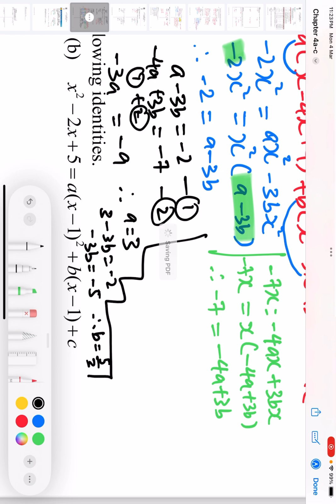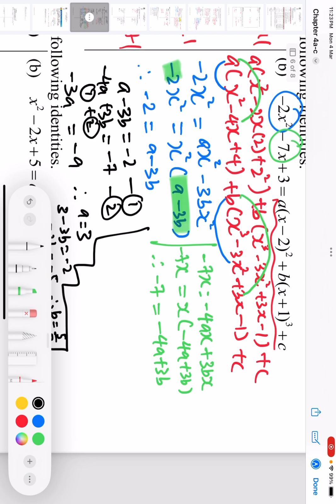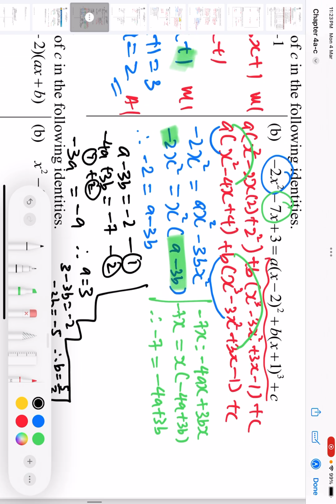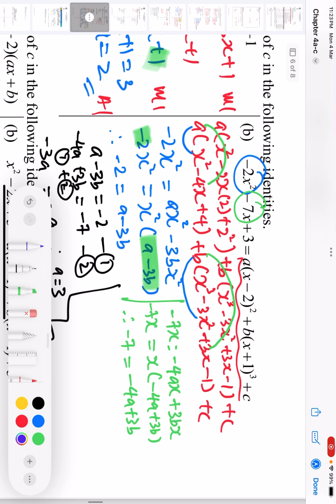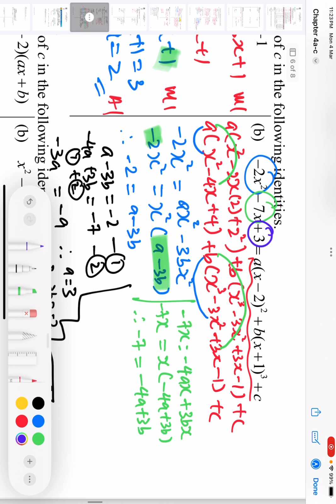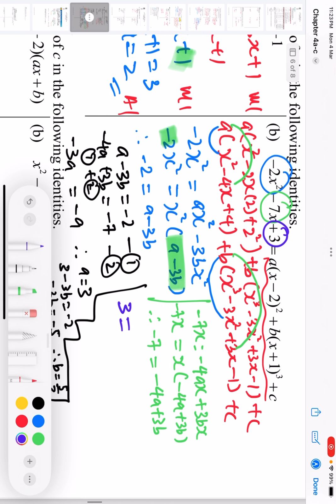Okay, so I'm not quite done because I need to find out what c is. Now c is a constant, so let me change to a different color. Let me choose purple. I know that the constant on the left-hand side is 3. So 3 is equal to what? Let's go back to here. A times 4, that's the only constant. So 4a, b times negative 1, so it's negative b plus c. Okay, that will give me the constant.